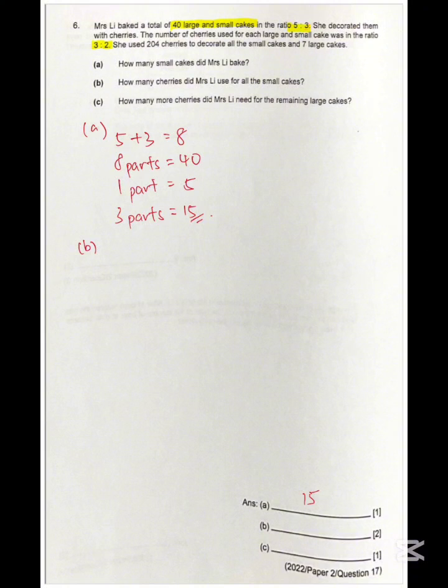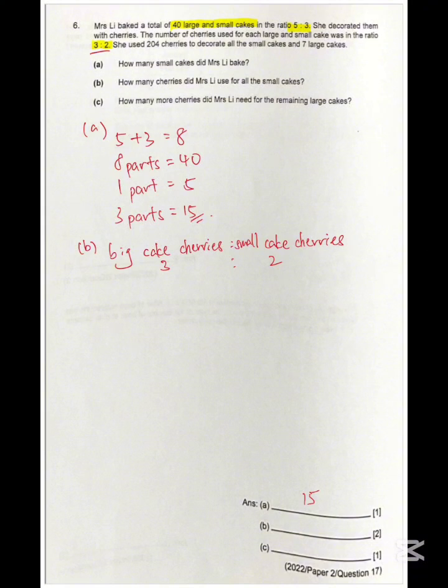How many cherries did Mrs. Lee use for all of the small cakes? Okay, so we know that the cherry ratio, right, is small cake cherries to big cake. Okay, let me reverse this. Hold on. Okay, we do big to small. Big cake cherries to small cake cherries is this 3:2, right? So this is for each cake. 3:2, the ratio for each cake.